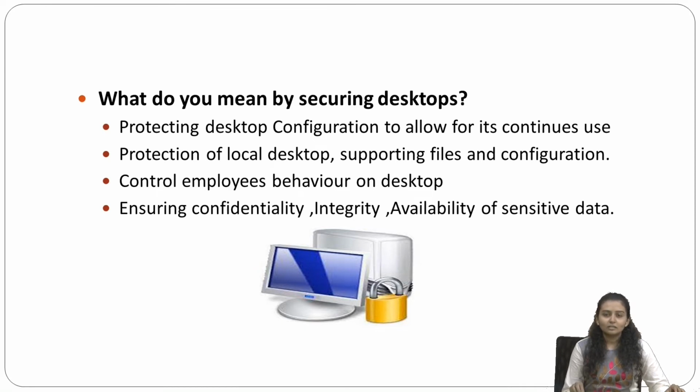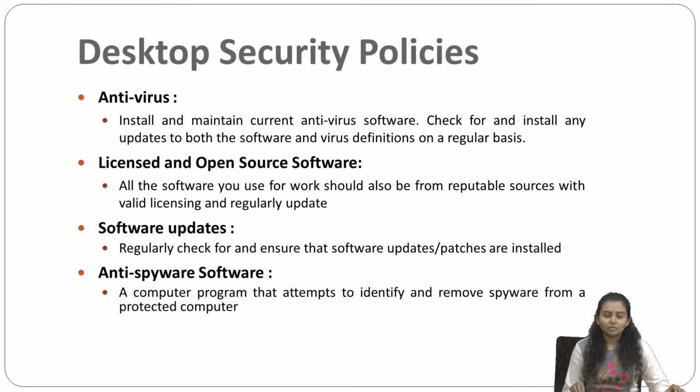Now, let's understand desktop security policies. A basic list of security policies would include an antivirus program, use of license and open source software, software updates, anti-spyware, a personal firewall, file encryption software, etc. As security solution, each one of these mechanisms will help ensure at least one or more of the three basic principles of security, that are confidentiality, integrity, and availability.